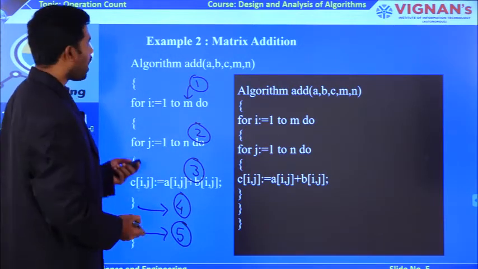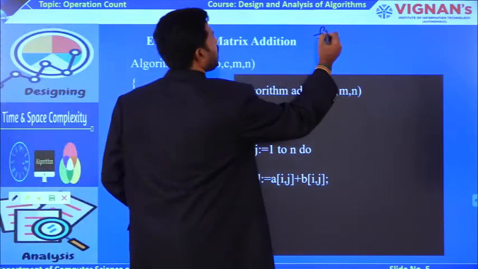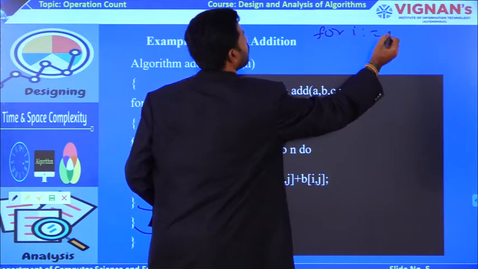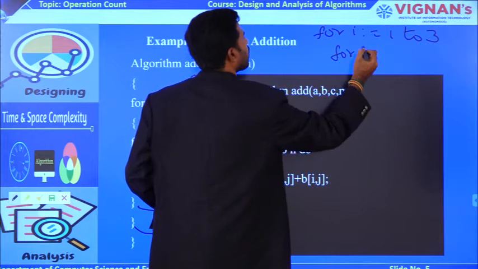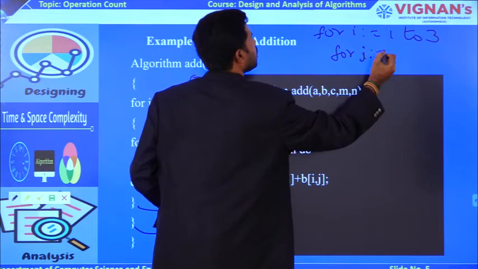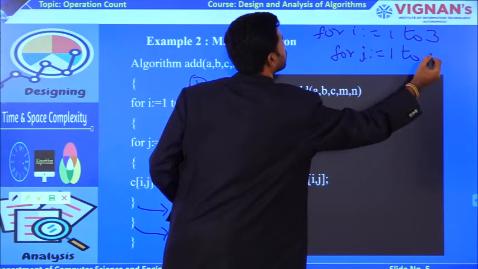Okay, so before having the discussion, here I am declaring for i equal to 1 to 3 and the inner for loop for j equal to 1 to 2.